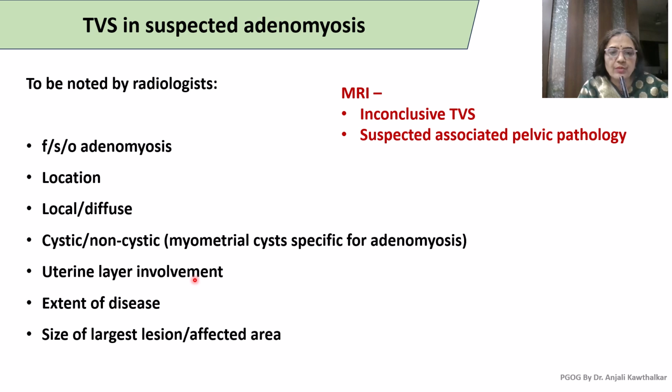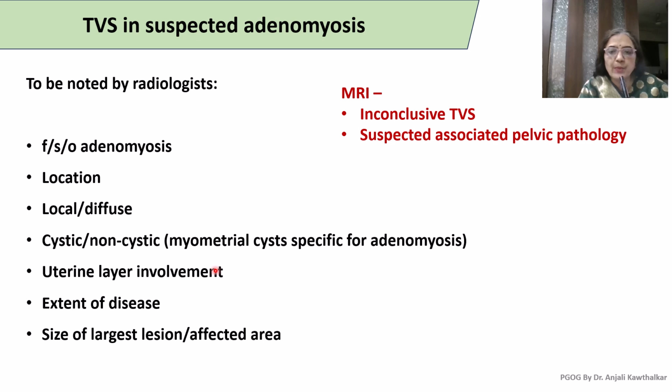FOAM is focal adenomyosis of the outer myometrium, which is seen in deep infiltrating endometriosis. The outer layer of the uterine myometrium is involved. That is why uterine layer involvement is to be mentioned, whether it is the outer 1/3 of the myometrium or whether it is affecting the junctional zone and inner myometrial layer. Extent of the disease, whether it is affecting the myometrium to the extent of, as we have already seen, less than 25%, 25 to 50, 50 to 75, greater than 75, and so on. And the size of the largest lesion or largest affected area is to be noted by the sonologist.